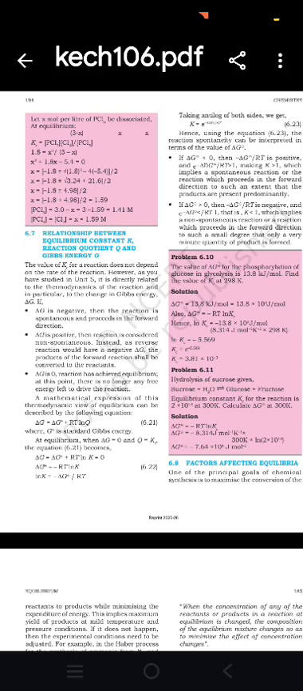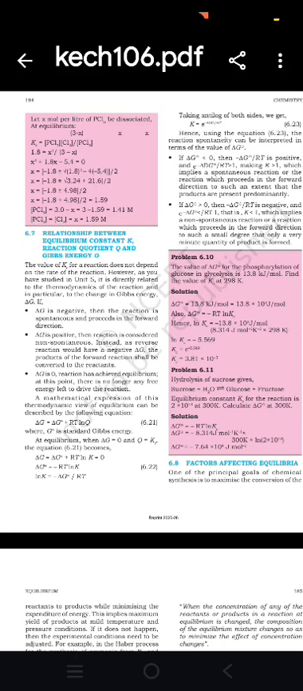Relationship between equilibrium constant K, reaction quotient Q and Gibbs energy. The value of Kc for a reaction does not depend on the rate of the reaction. It is directly related to the thermodynamics of the reaction and in particular to the change in Gibbs energy. If ΔG is negative, then the reaction is spontaneous and proceeds in the forward direction. If ΔG is positive, then the reaction is considered non-spontaneous.